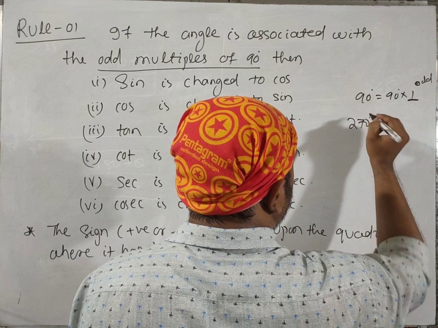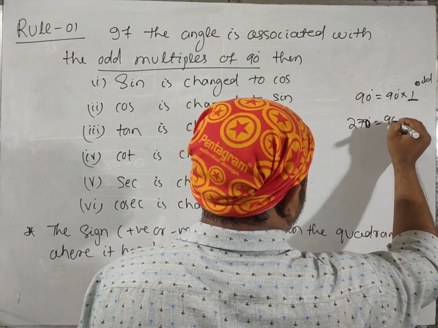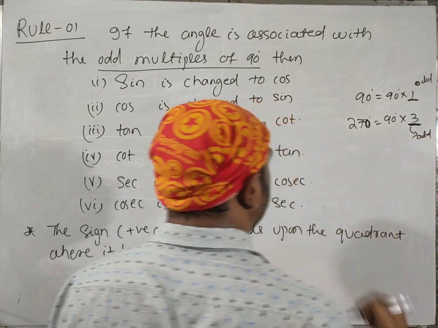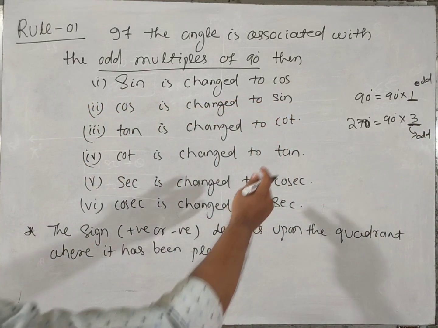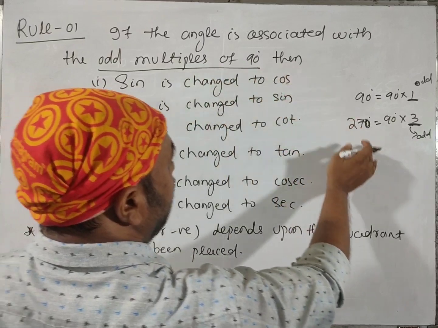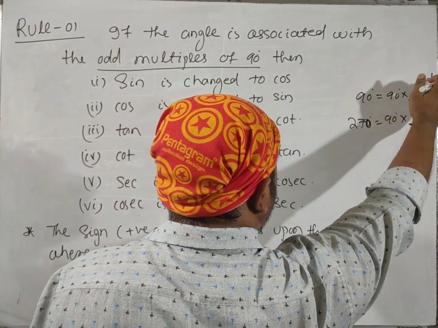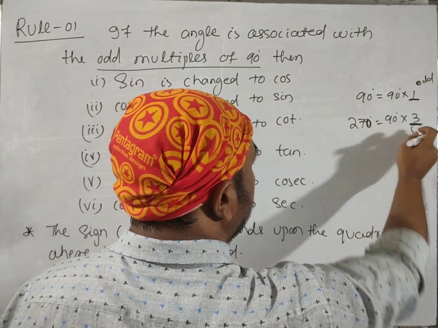If it is 270 degree, then it is 90 degree into 3. So here it is again odd. Okay, so these are the meaning of odd multiples of 90 degree. If there is 90 degree, then it is 90 degree into 1, and 1 is odd. 270 degree, then 90 degree into 3.